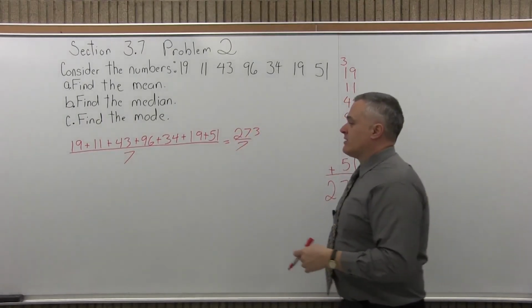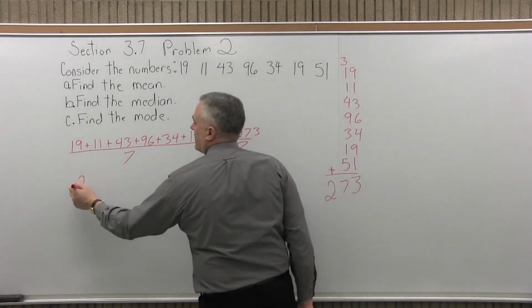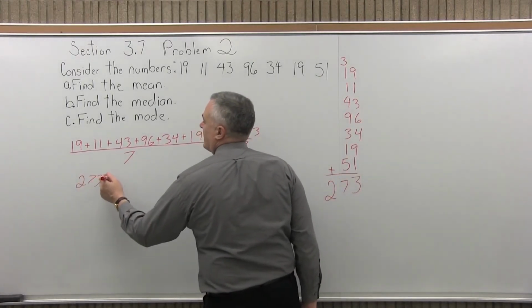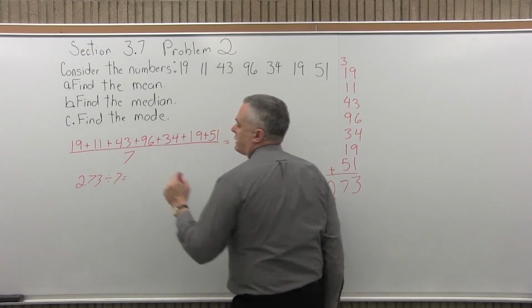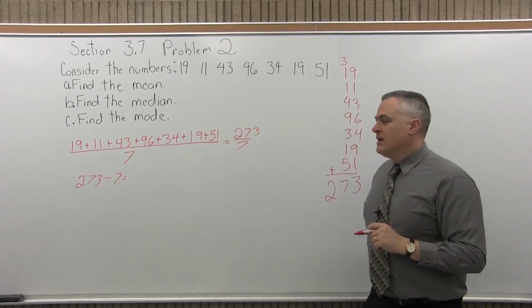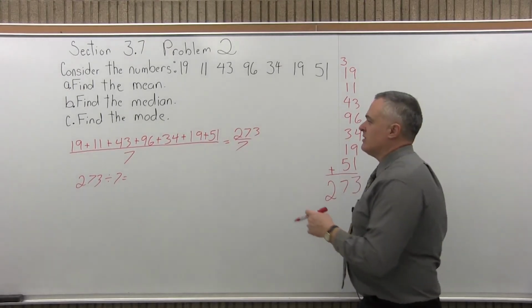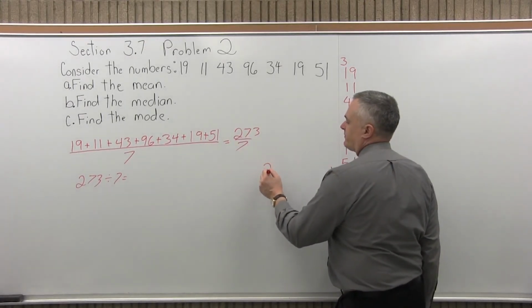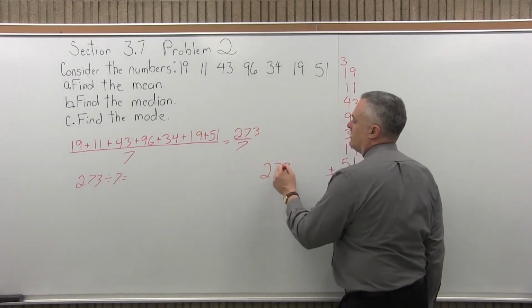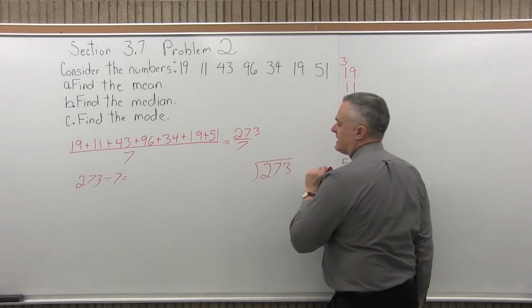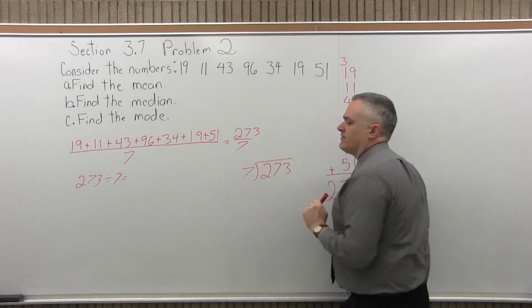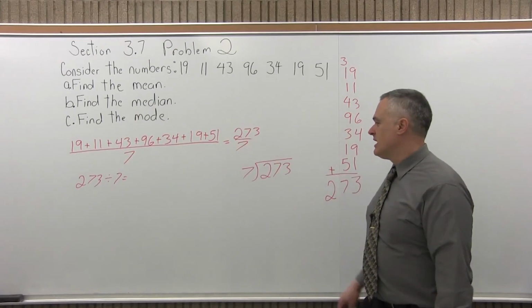Again, with a calculator, the way you would do that is 273 divided by 7 equals, and you'll have the answer right away. For a class like this where most teachers will say you can't use a calculator, 273 goes inside the division symbol. The 7 goes outside. Do the division, see what you get.